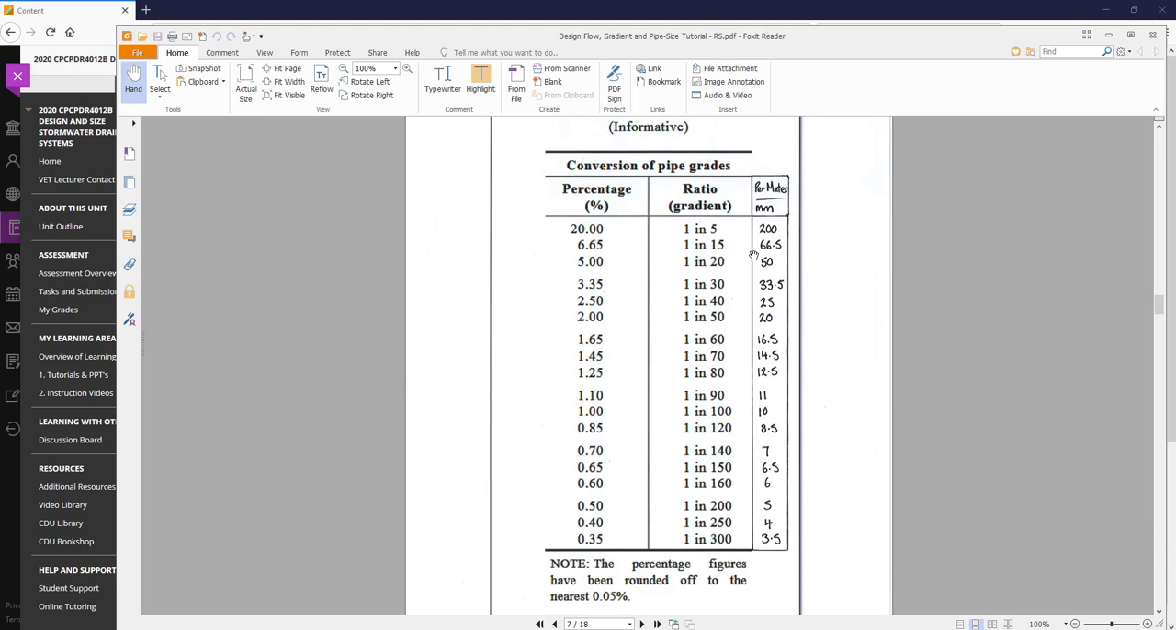So that's all I've done. I've put that information there for you, for later on when it comes to working out. You multiply how many metres there are by the fall per metre, and that's how much fall you have. That way you can work out all your IL levels. So again, you're going to find this document over here, under My Learning area, Overview of Learning 1, Tutorials and PowerPoints, and you will find it under the Tutorial button.